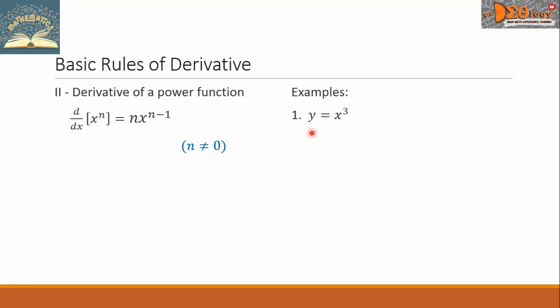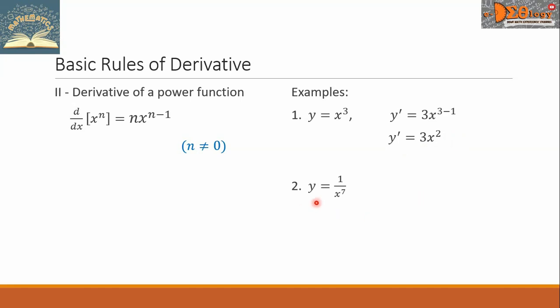This is example 1. y equals x cubed. So the derivative is y prime equals, the power 3 here comes down as coefficient, then multiplied by x, and this x is now raised to the power 3 minus 1. Simplifying further, the power 3 minus 1 becomes 2. So the derivative here is y prime equals 3x squared.